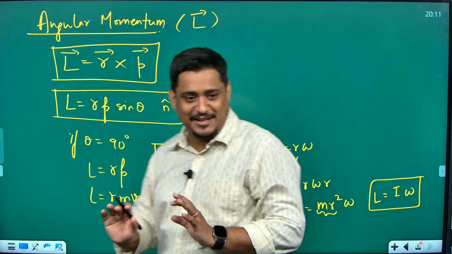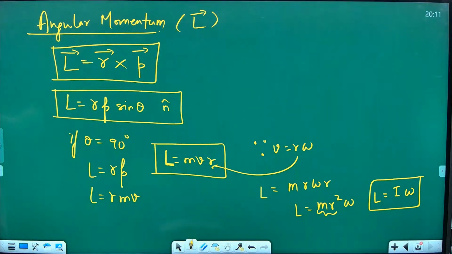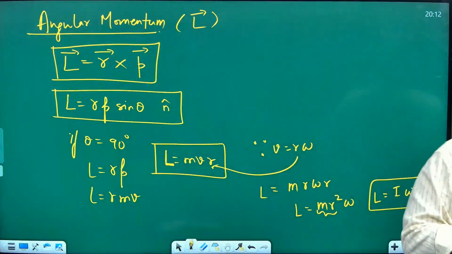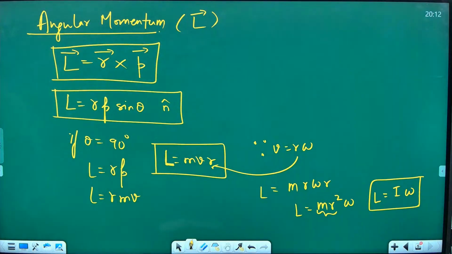See, everything is simple, don't confuse yourself, okay? Everything is very simple if you understand step by step. Otherwise, so many things are there in this chapter. Now give the heading as law of conservation of angular momentum. Law of conservation of angular momentum.